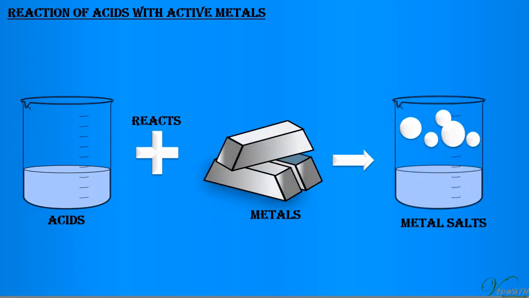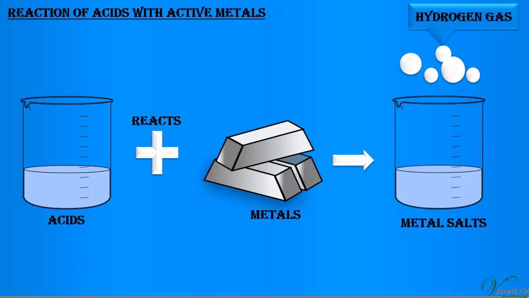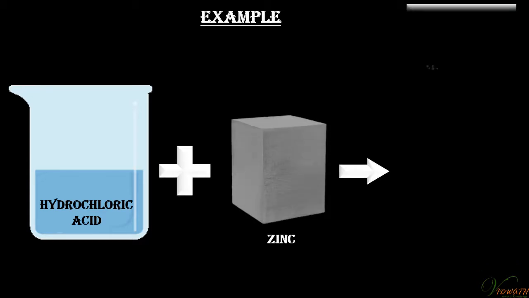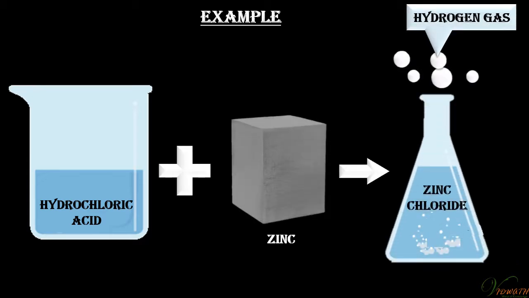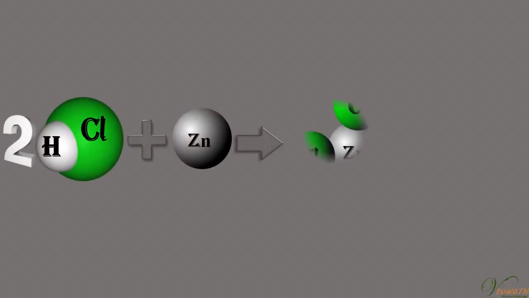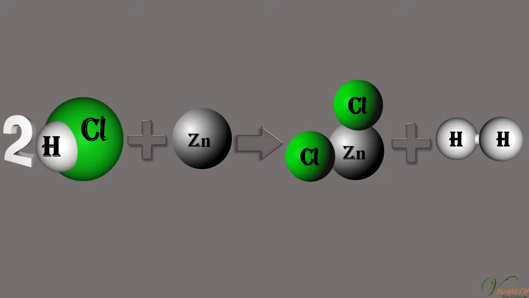In this reaction, hydrogen gas is liberated. Example, hydrochloric acid reacts with zinc, producing hydrogen gas and zinc chloride. 2HCl + Zn gives ZnCl2 + H2.